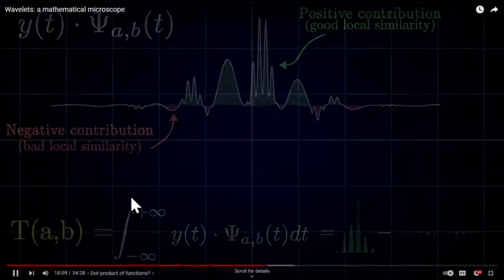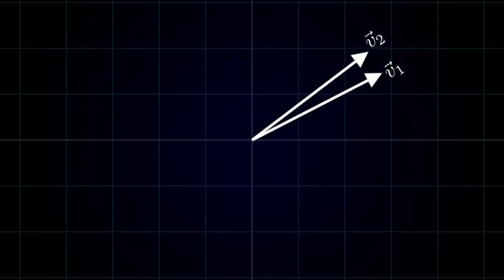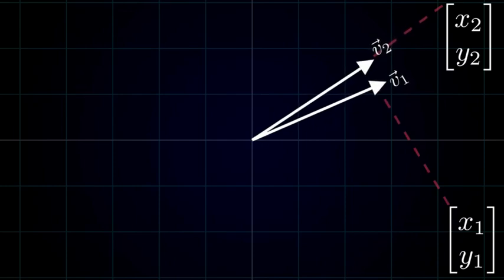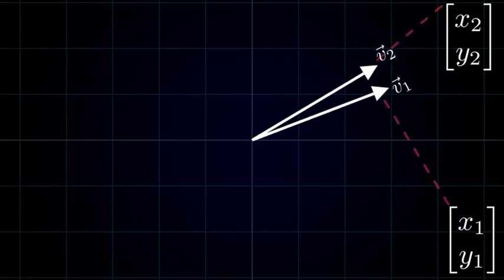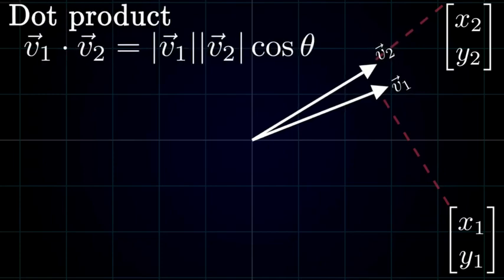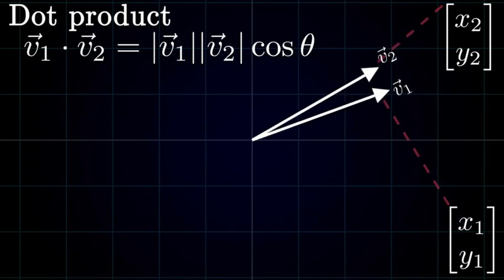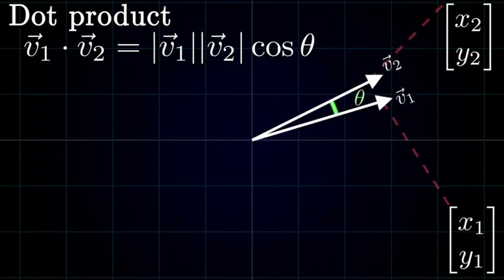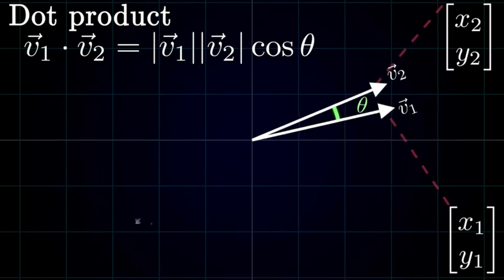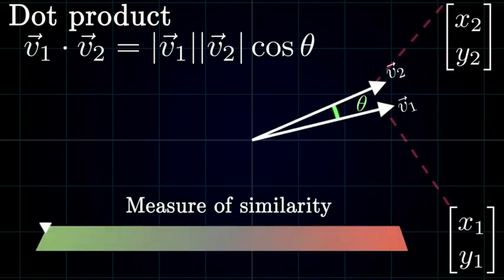Let's move away from functions for now and consider a pair of two-dimensional vectors. Each vector is essentially a list of two numbers, x and y, specifying coordinates. You may remember from high school that for two vectors, we can compute what's known as their dot product. It's a number which is equal to the product of the length of the vectors and the cosine of the angle between them. Intuitively, dot product can be thought of as a measure of similarity between the vectors.